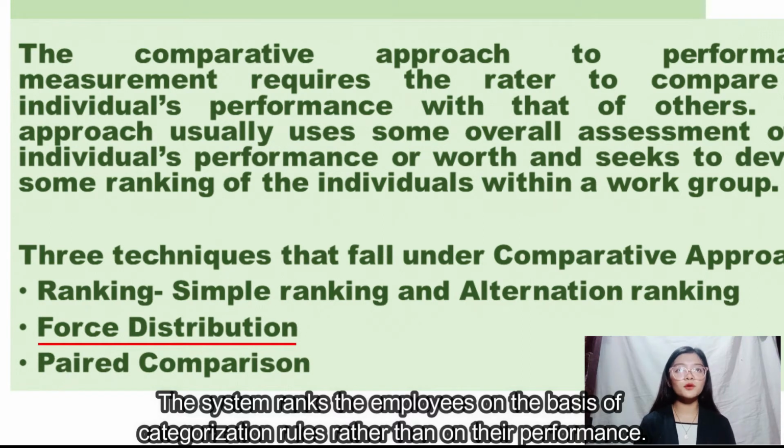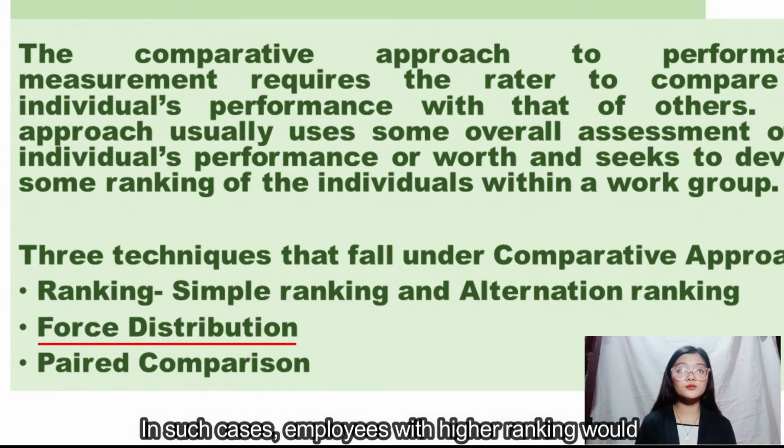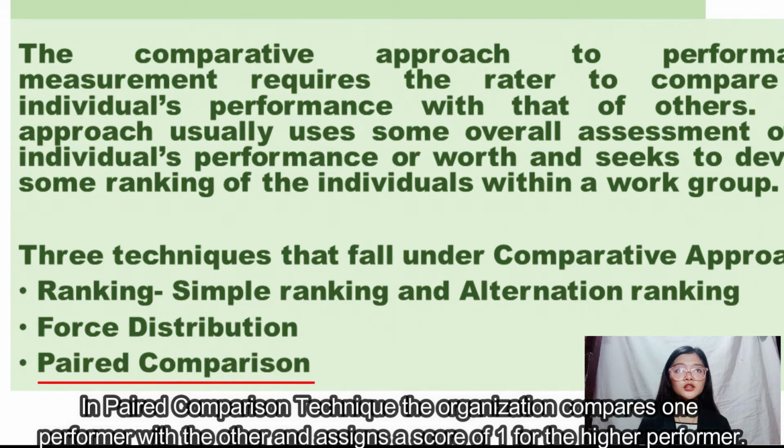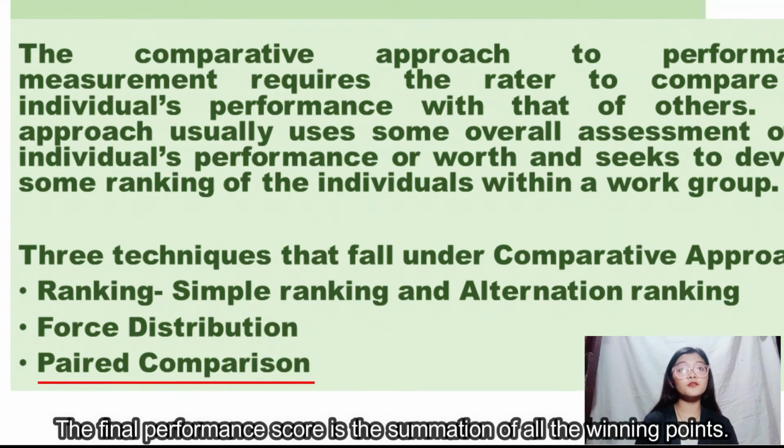The system ranks employees on the basis of categorization rules rather than on their performance. In such cases, employees with higher ranking would get better pay than those with lower rankings, though they may not deserve it. In paired comparison technique, the organization compares one performer with the other and assigns a score of 1 for the higher performer. The final performance score is the summation of all the winning points.